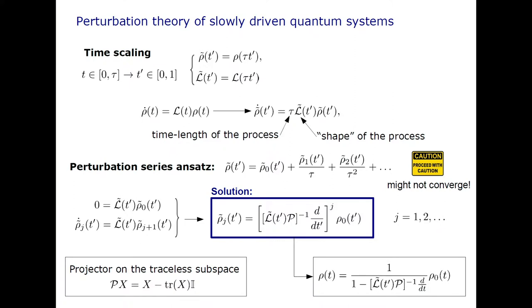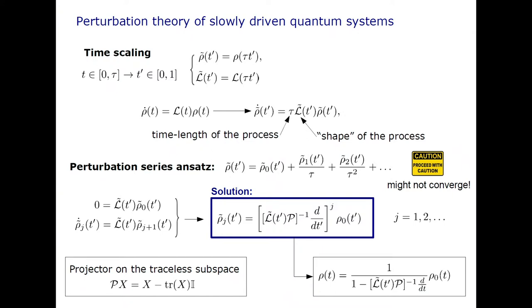The way to define this perturbation theory is to rescale the time variable. Instead of going from zero to tau, which is the length of the driving of the system, we go from zero to one, with this dimensionless time variable. And then in this new variable, the length of the protocol appears only as a multiplicative factor in front of the master equation.